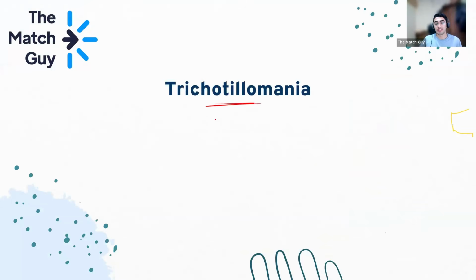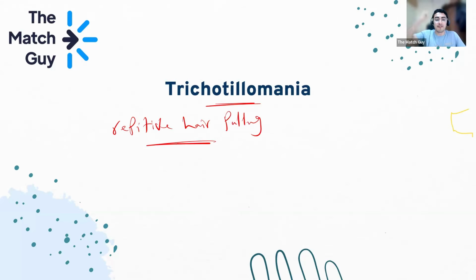Now let's talk about trichotillomania. So what is the cause, or what is trichotillomania? This is basically a repetitive hair pulling pattern. Okay, so why would the patient pull his hair? This is a good question. Exactly, this is a psychiatric condition. The patient feels a relief after he pulls his hair.